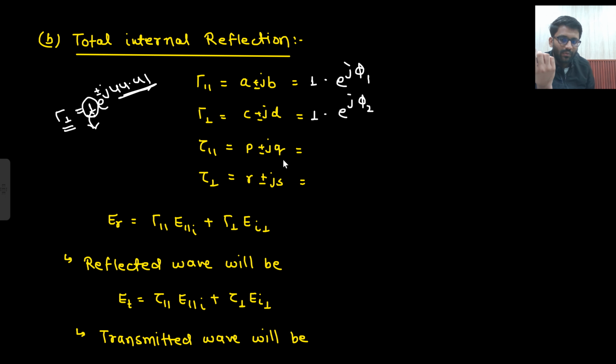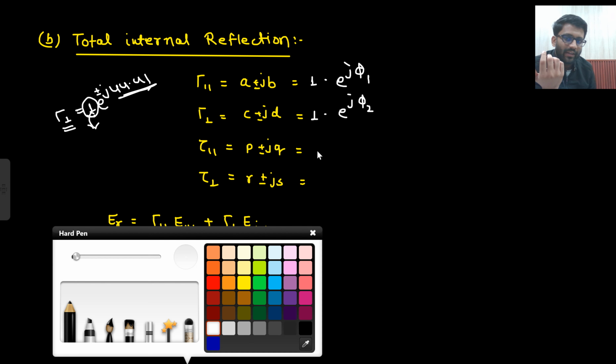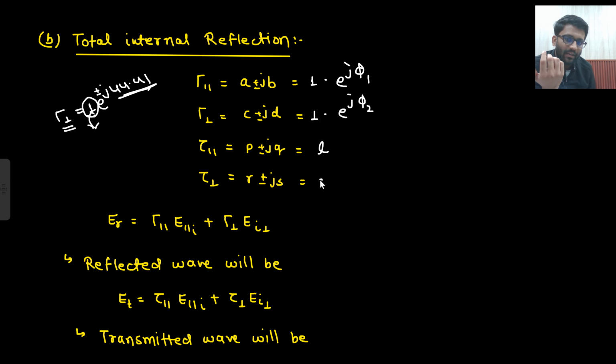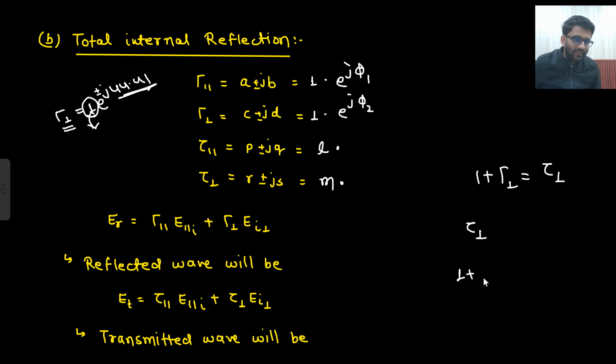What about tau? This will also have another phase, but certainly the magnitude will not be 1. Really sorry. It will have some magnitude that I don't care about. Let's just say gamma has a magnitude of L and tau has a magnitude of M. Any magnitude they will have. If you remember the case, we found tau perpendicular. So what will be tau perpendicular? That will be 1 plus gamma perpendicular. So what is this 1 plus gamma? That is 1 plus 1 e to the power j phi 1.